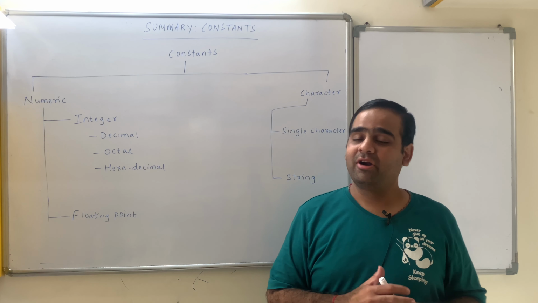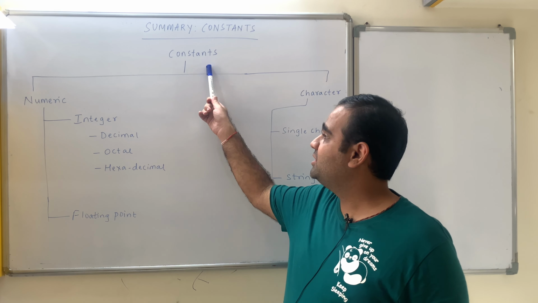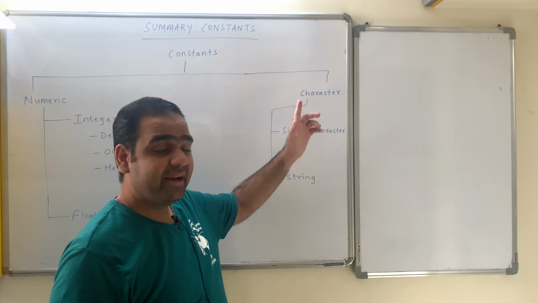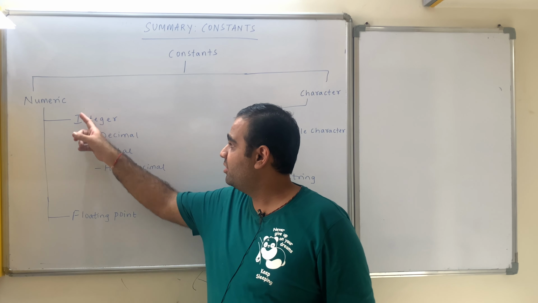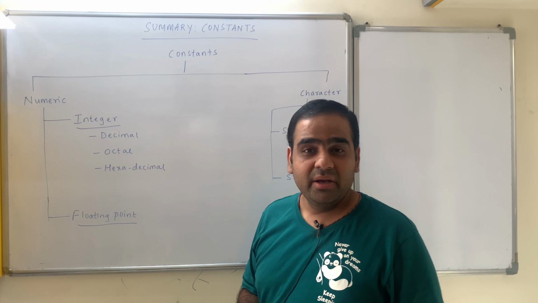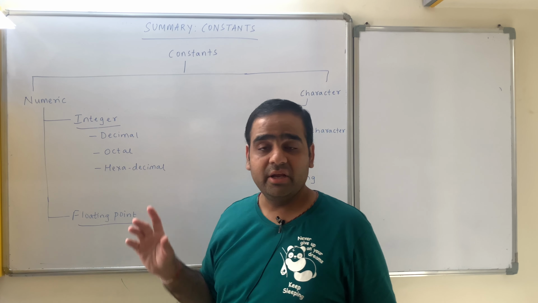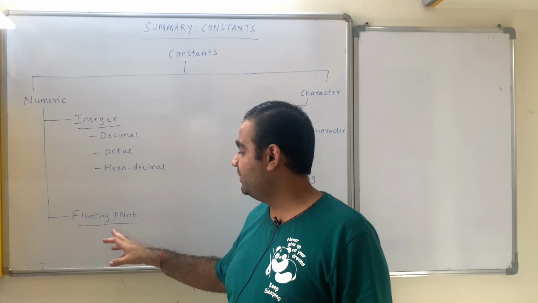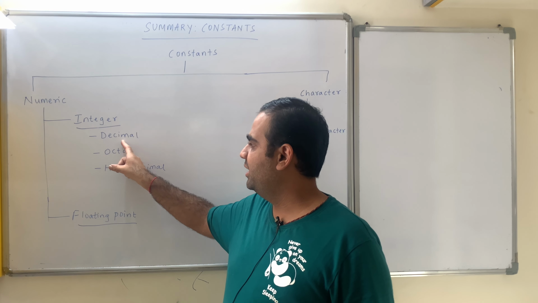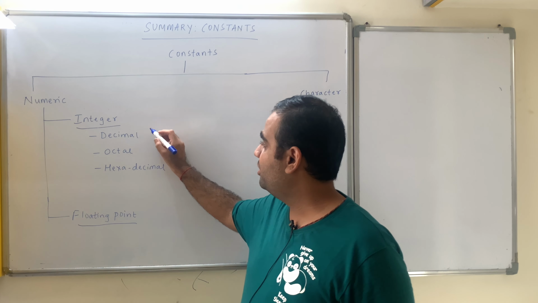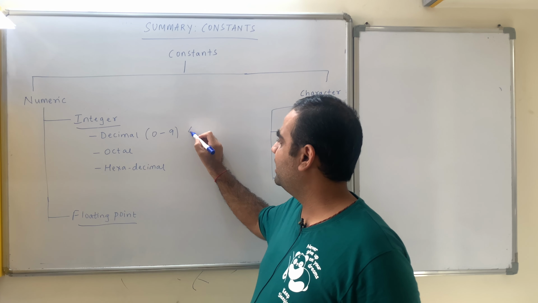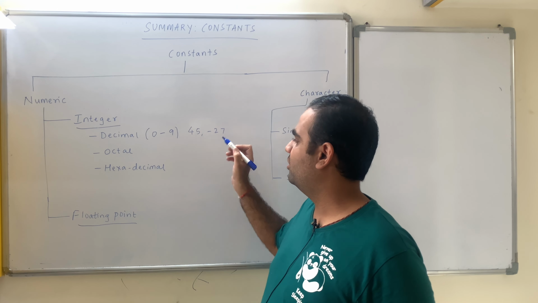Let us summarize whatever we have learned. Now constants, there are two types. The first one is numeric constant and the second one is character constant. In numeric constants we have two types, integer constants and floating point constants. Anything that does not have a decimal point is an integer constant, and those that have the decimal point become floating point constants. Now in integer there are three types: decimal, octal and hexadecimal. Decimal is from 0 to 9, that is base 10. Example, I can write 45, minus 27 and so on.